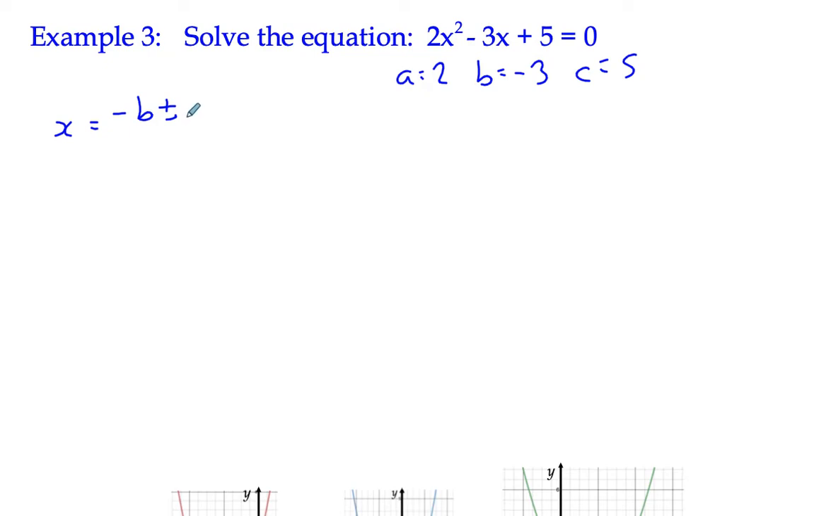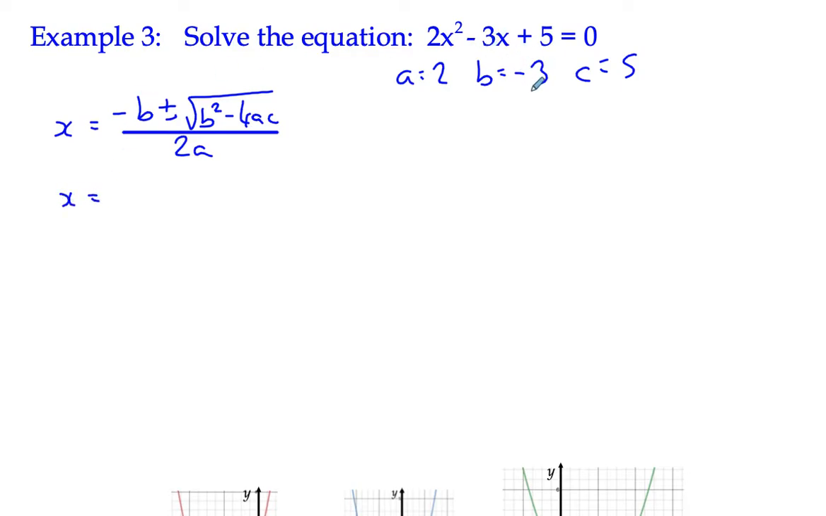Negative b plus or minus the square root of, there is a song about this, by the way, which I often sing to my students. I'm not going to do it just now, but you can always ask and I might do it.